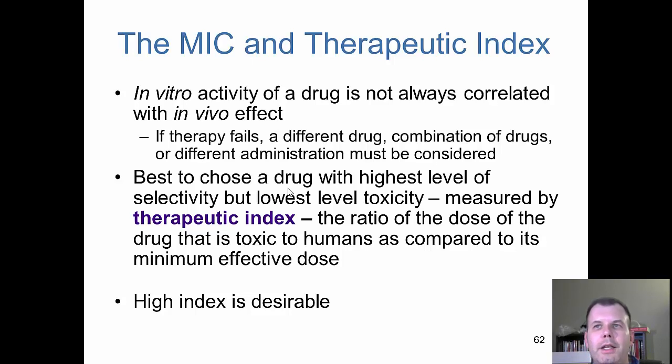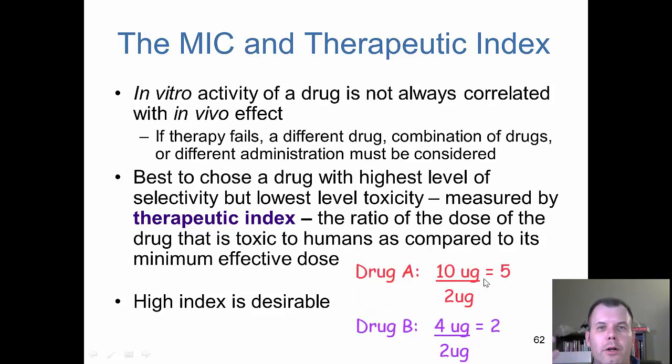And so you want a high index because the way you measure that is the ratio of the dose of drug that's toxic to humans versus the minimum effective dose that will kill the bacteria. So what concentration would kill the patient goes on top. What concentration will kill the bacteria goes on the bottom. And the higher the number, the better it is. Because that means that you only need a low concentration for the bacteria, where a high dose of the drug will kill the patient.